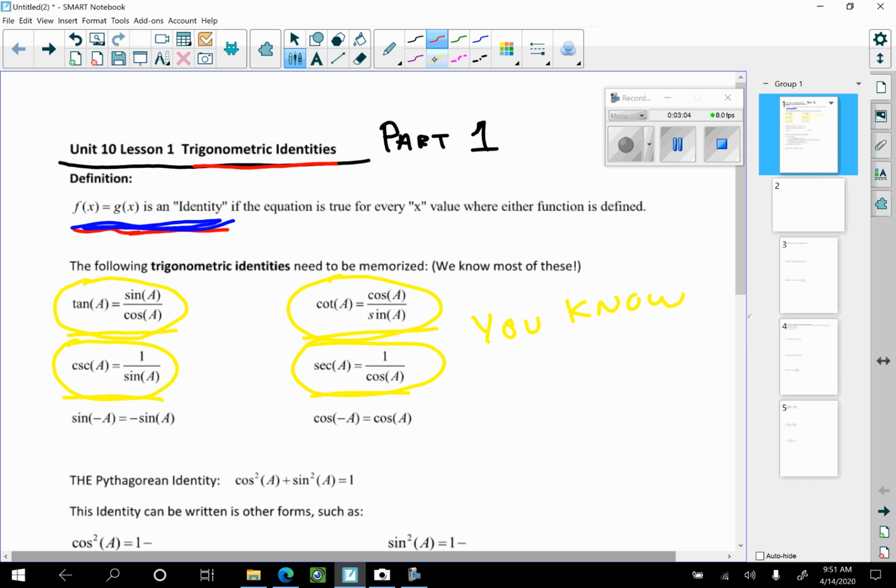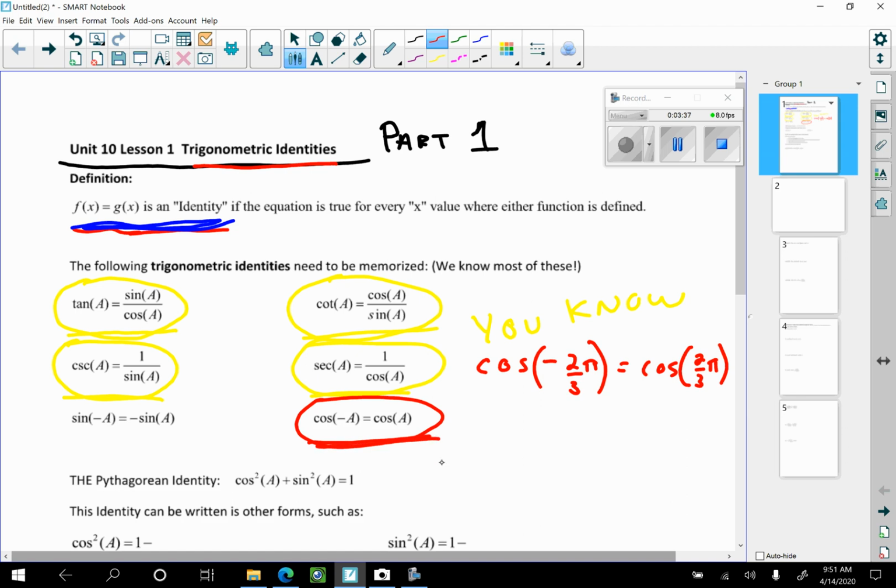This particular identity here, we investigated last week. And some examples of that identity are fairly straightforward. If I have the cosine of negative 2/3 pi, and you can check this with your calculator, if you will, that's the same as the cosine of 2/3 pi. So that's a fairly easy identity. Cosine of negative A is the cosine of A. That's going to always work.